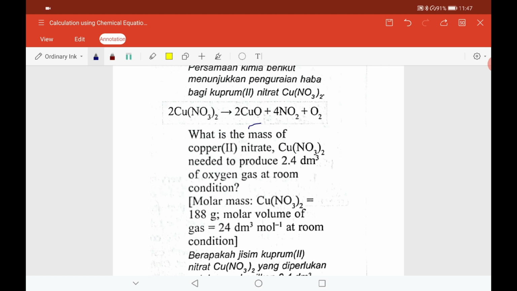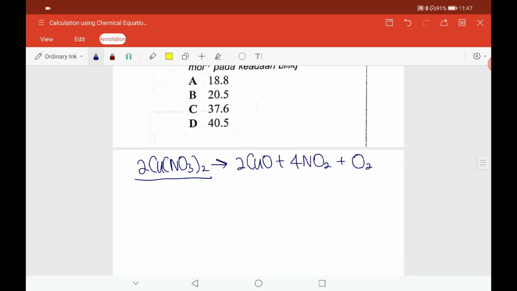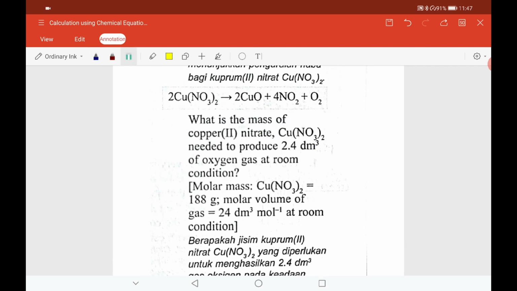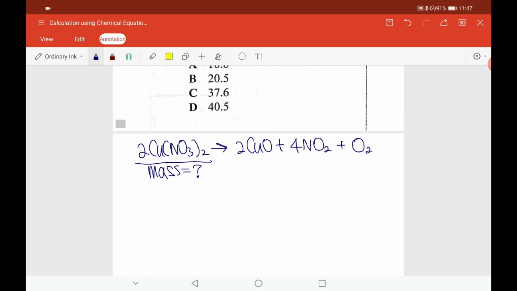We want to find the mass of copper nitrate. So underline the copper nitrate here, and we are looking for mass. I write mass and question mark. This is what I want. What information is provided? 2.4 dm cube of oxygen gas. In the equation, underline the O2 and put 2.4 dm cube. Now we already know what we have and what we want.